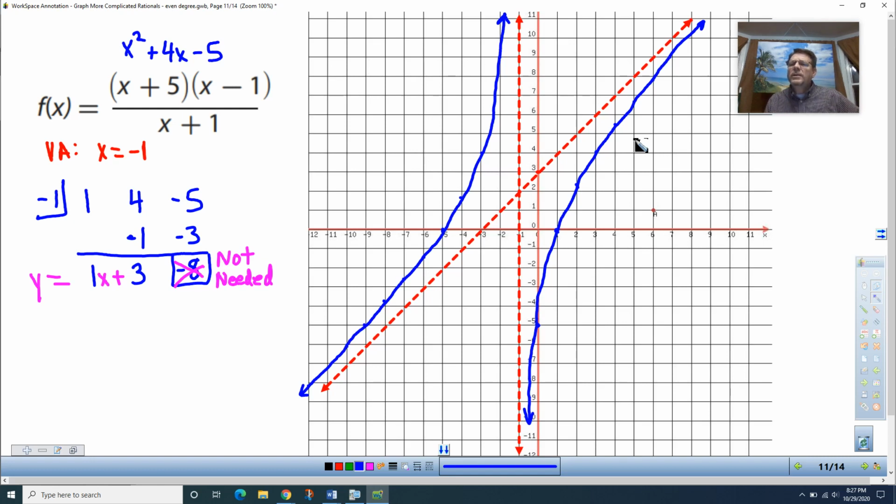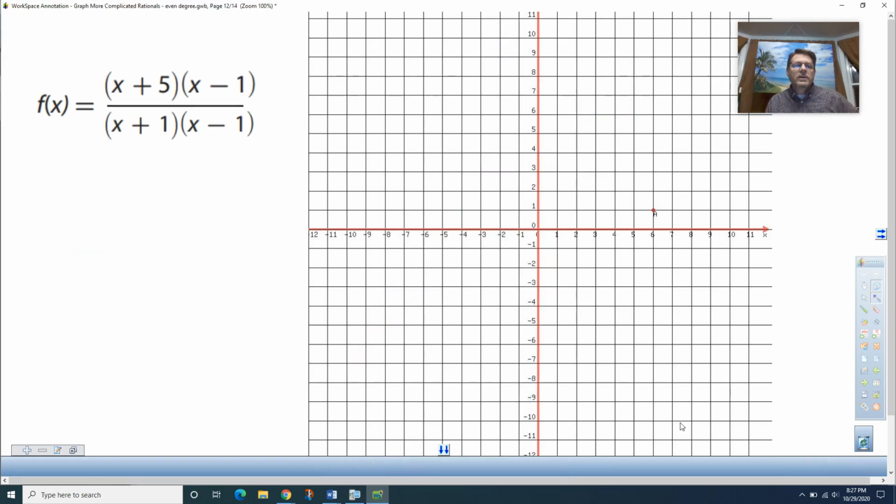Now we'll deal with another strange example. Okay, let's jump over here to this next one. Now this one, the degrees are going to be even. So when the degrees are even, we take those front pieces. Well, number one, let's just do horizontal first. The horizontal asymptote is going to be, there's 1/1, so it's going to be y equals 1.